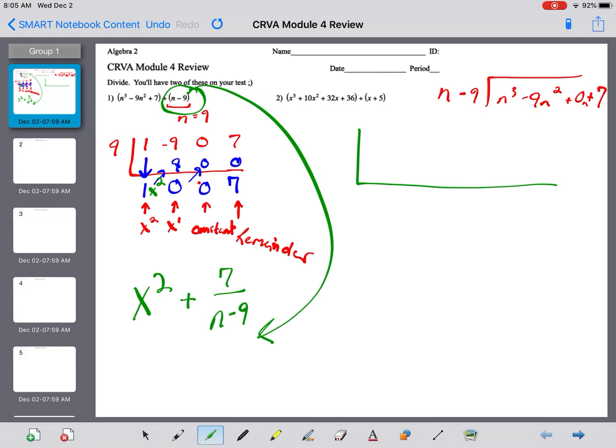I'm going to do one more. So bring down your coefficients in the box. 1, 10, 32, and 36. And then our multiplier is going to be whatever makes what we're dividing by equal 0. So that's going to be negative 5.